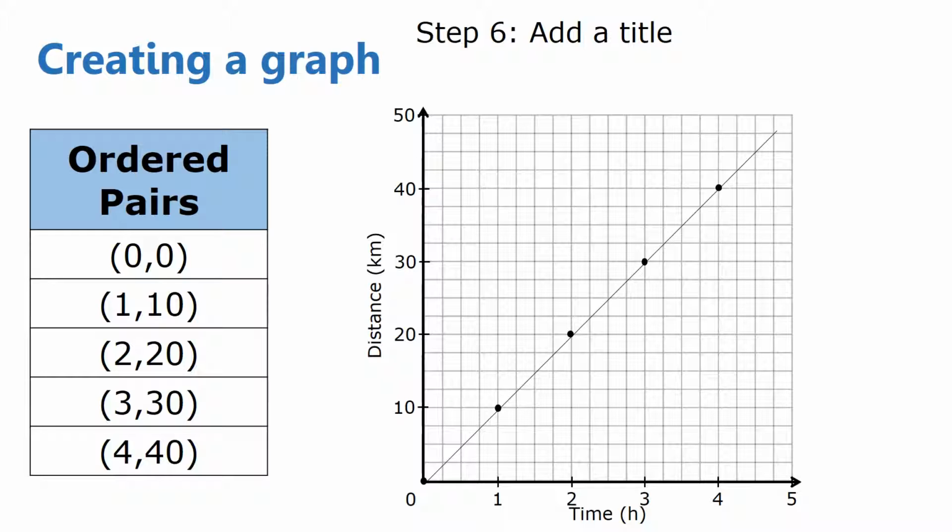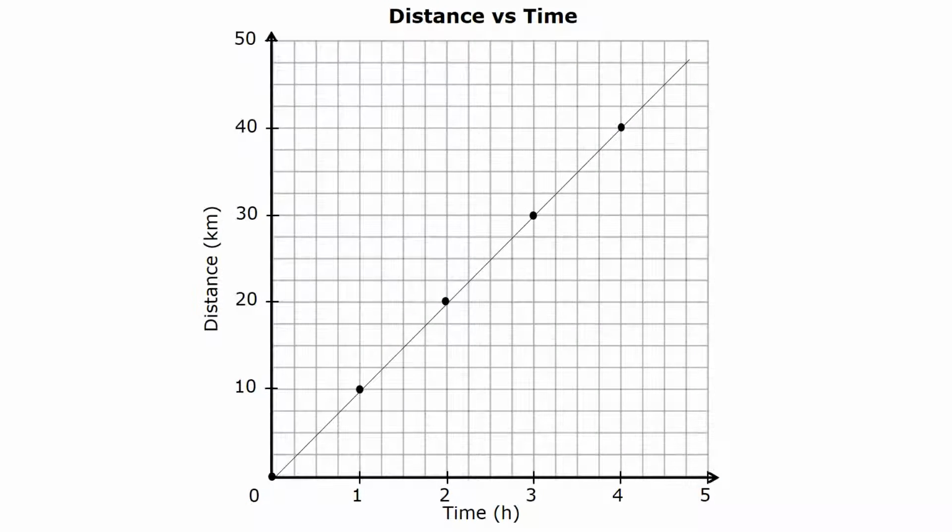Step 6. Give your graph an appropriate title. In this case, we will call this graph distance versus time. You want the title to be as descriptive as possible. In this case, we have no more information, so this is an adequate title. Here is our completed graph. Looks good.